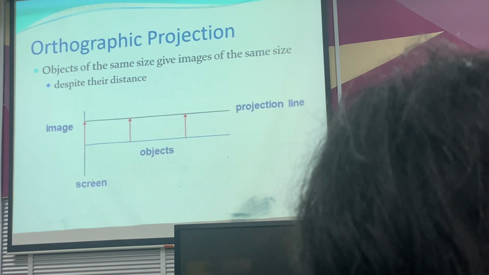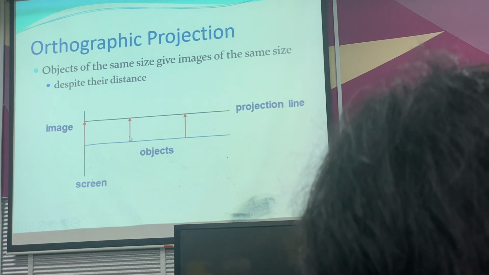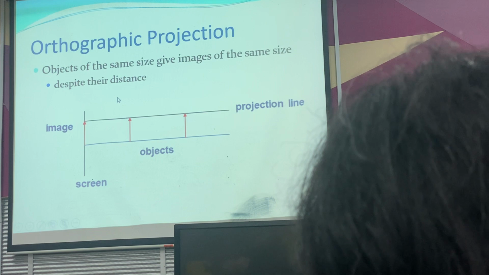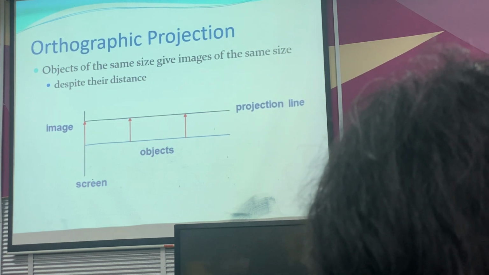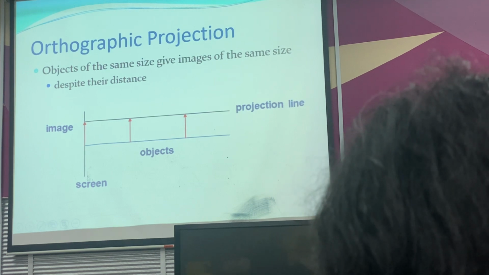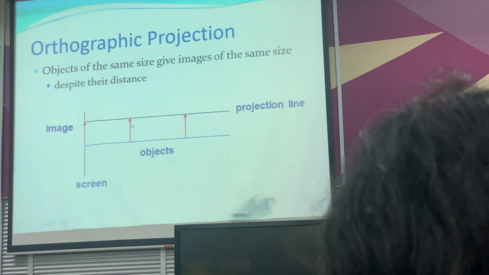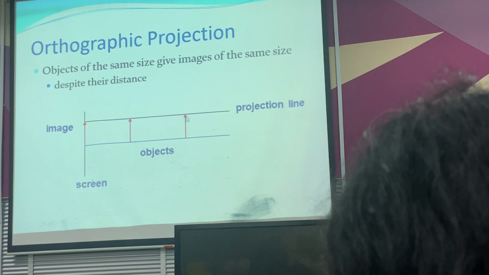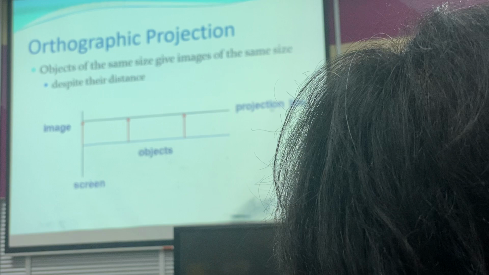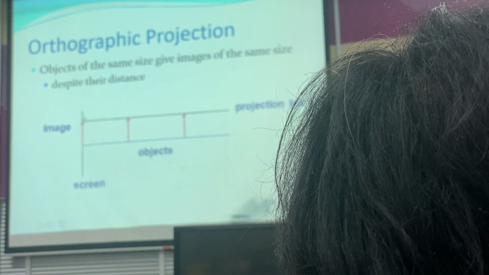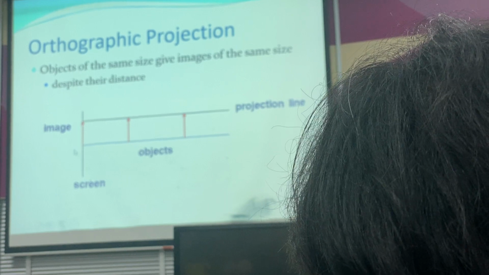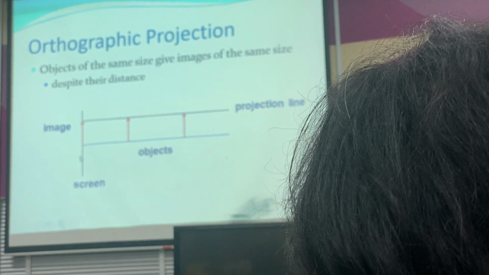Okay, so for orthographic view, objects will appear the same size despite their distance. There will be no change in the size of the object, even though you move it close or far. This is your screen. Your object in front or your object at the back, far away, because your projection lines are parallel, at the end the object size that appears on the screen is the same. Okay, this is orthographic.